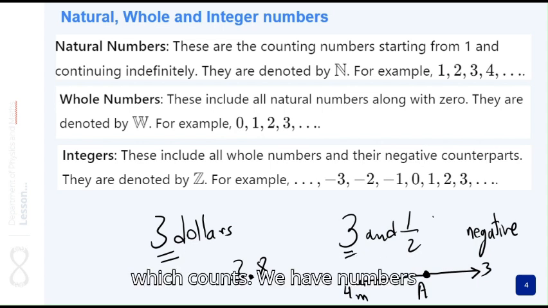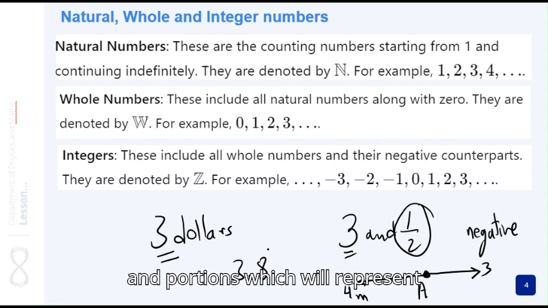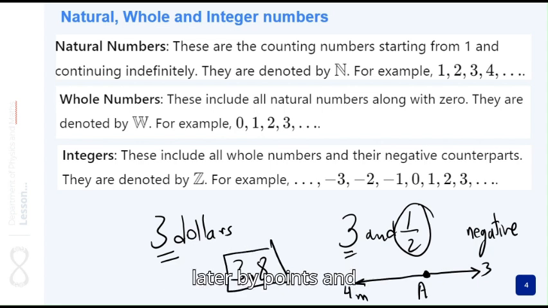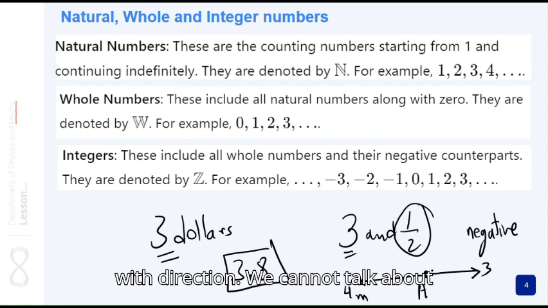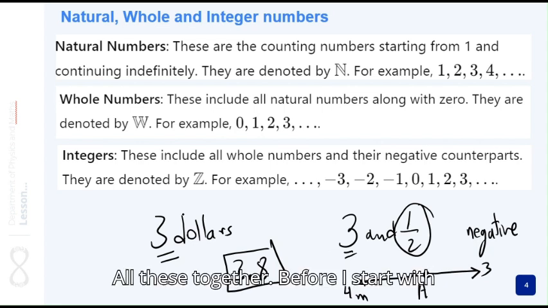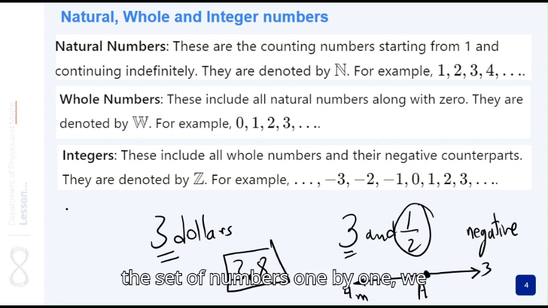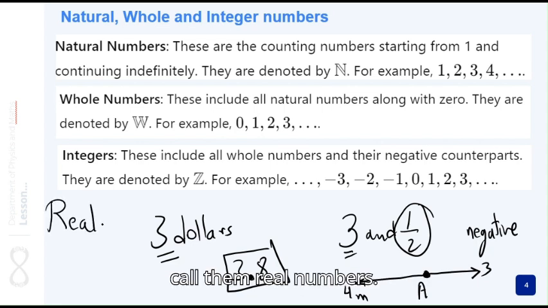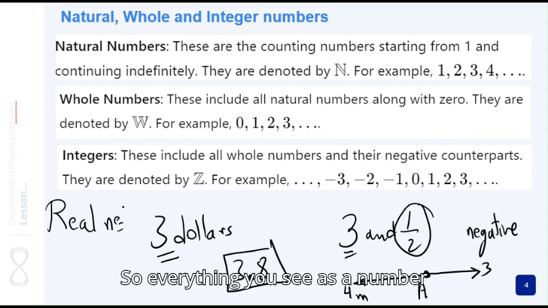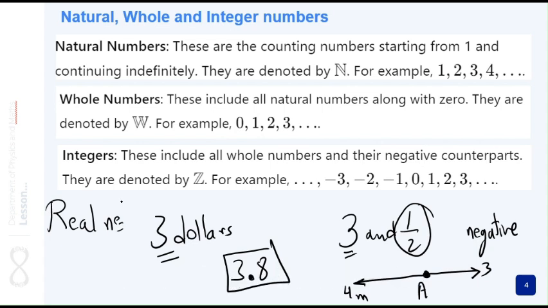We have numbers and portions, which we will represent later by points. And we have numbers that can go with direction. We cannot talk about number only, we need a direction. All these together, before I start with the sets of numbers one by one, we call them real numbers. So everything you see as a number is called a real number.